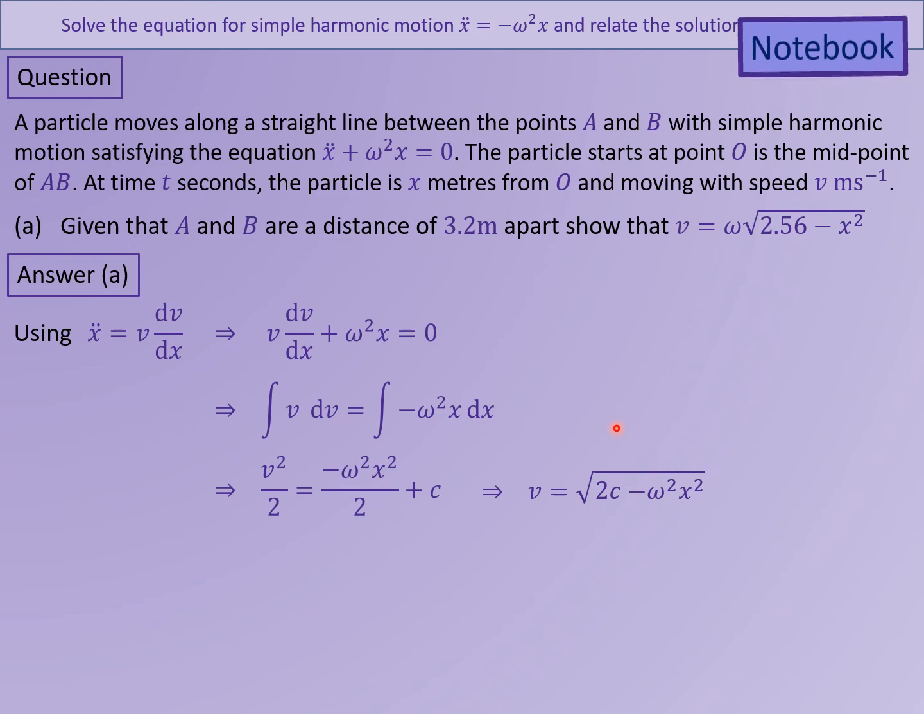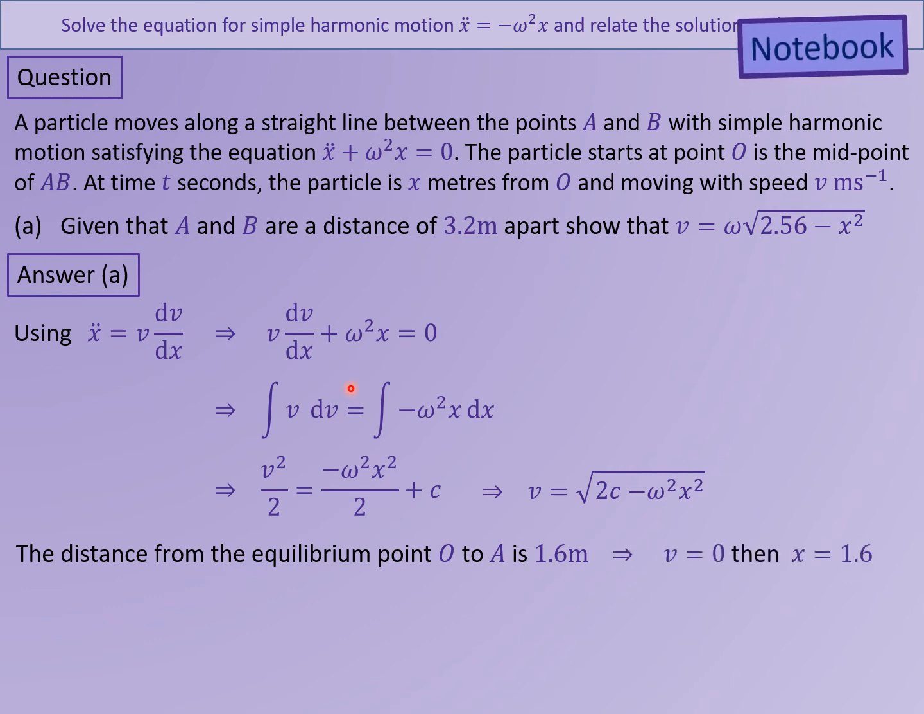Okay, right. What do I know then? Well, I also know that the equilibrium point is at O, and O to A is going to be 1.6, because O is the midpoint of AB, and AB are 3.2 meters apart. So therefore I know that O to A is 1.6. I also know that the velocity equals 0 at that point just there. We used that in the previous question, and we're using it again. That's very, very common: the velocity equals 0 at the maximum point.